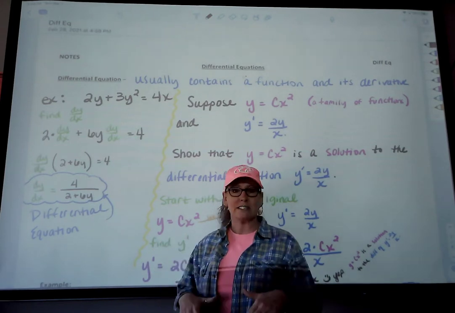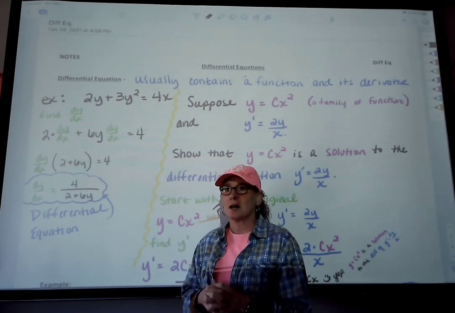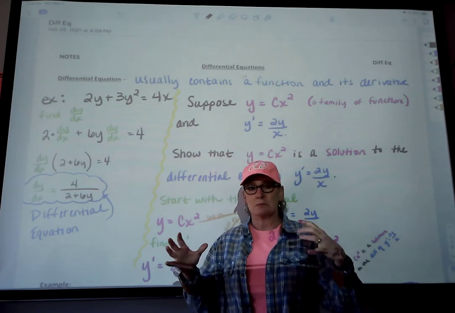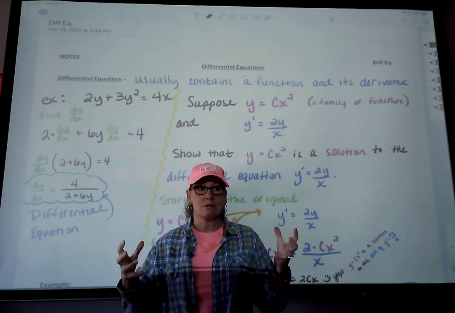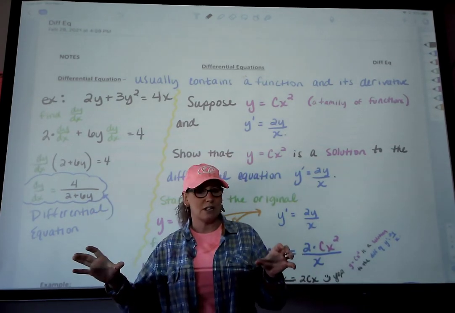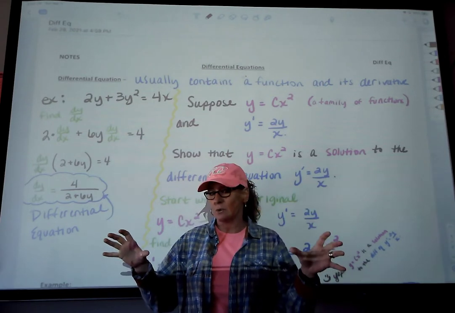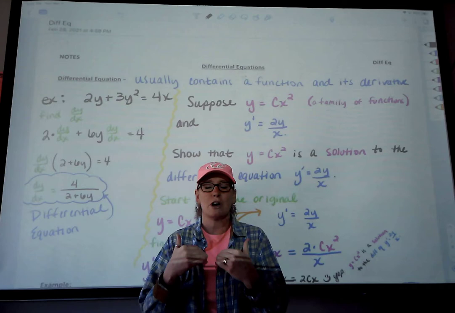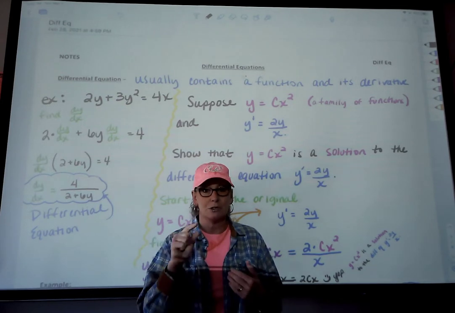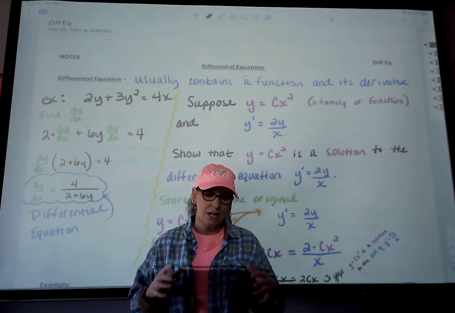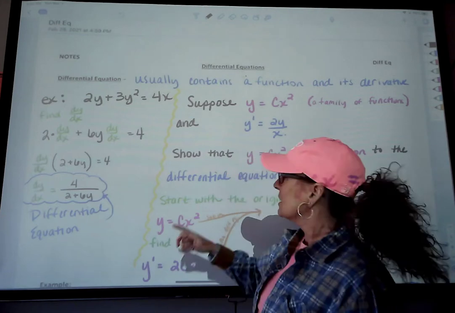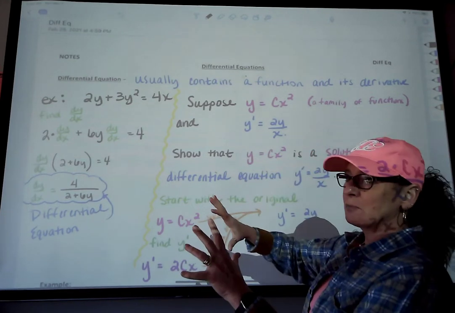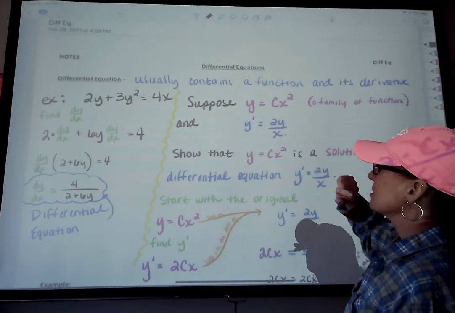Don't do too many things at once, and usually when we're doing some type of algebraic proof, we're only going to work with one side of the equation or the other side, because we're trying to prove that it is an equation. We're trying to prove that that equal sign in the middle really is valid. So keep that in mind. A differential equation, I've already mentioned this in a previous video, usually contains a function and its derivative.